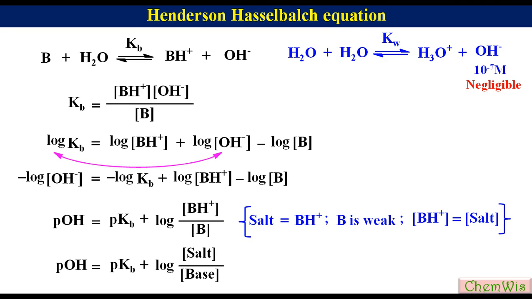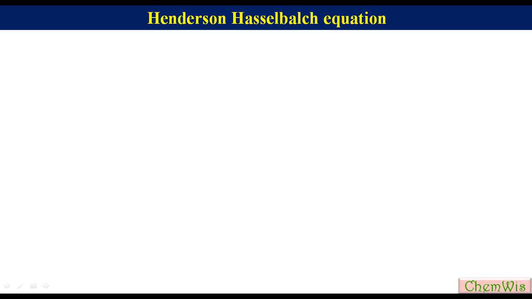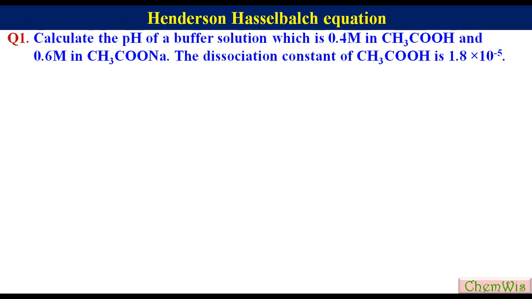Now we will discuss few problems based on Henderson-Hasselbalch equation. Question number 1. Calculate the pH of a buffer solution which is 0.4 molar in acetic acid and 0.6 molar in sodium acetate.